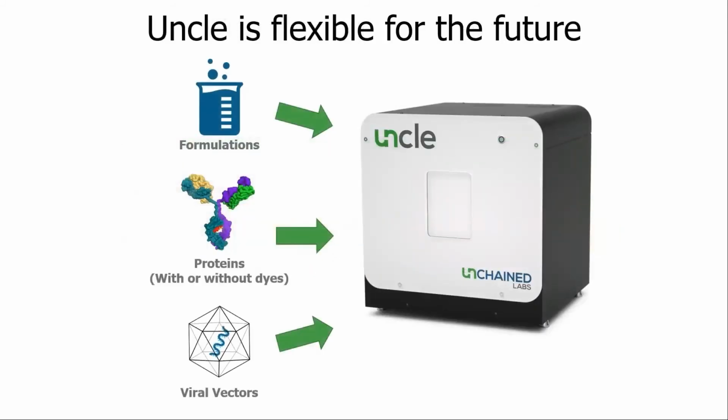That is our look today at how Uncle's many tools can help you evaluate different formulations and excipients, and how its tools can help you look at protein stability overall, as we saw melting temperature shifts in proteins, both with and without dyes. With that full spectrum fluorescence, Uncle can even offer tools to look at other interesting problems like viral vector stability as well.